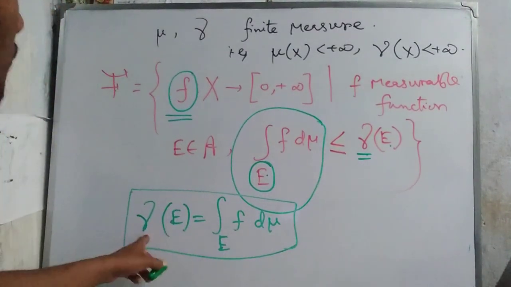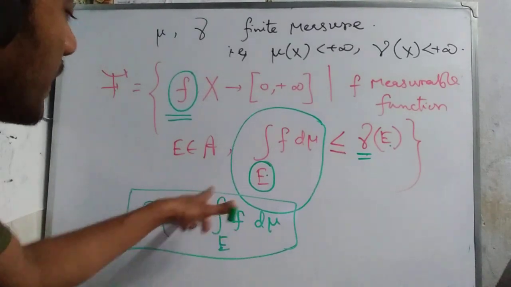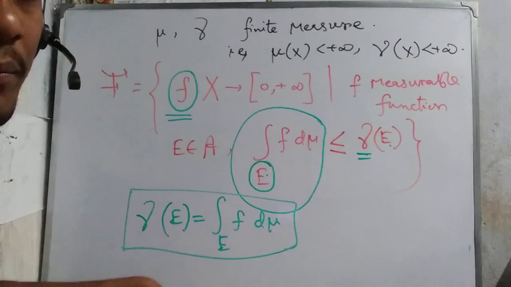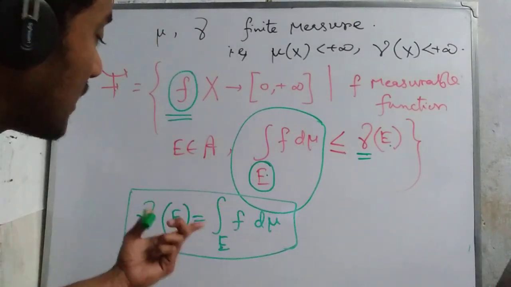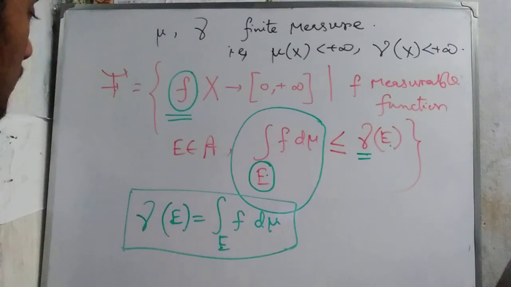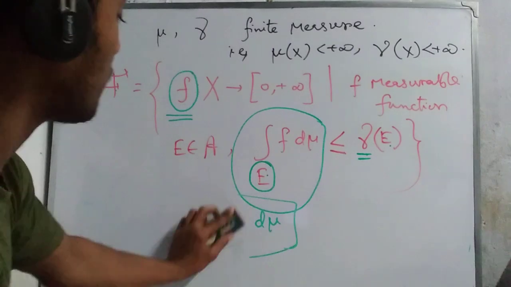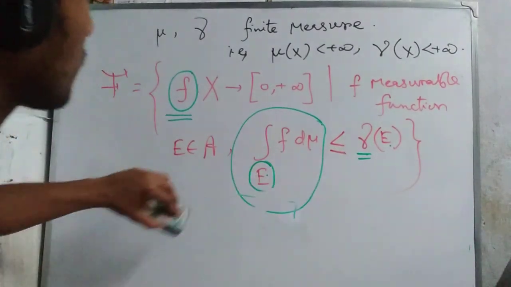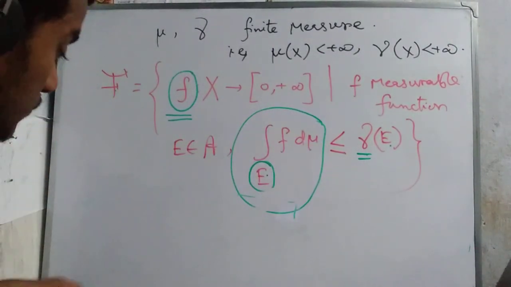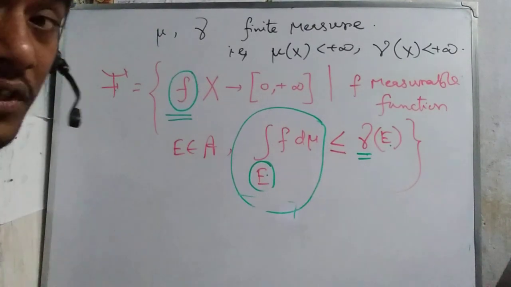That means the measure of this set is equal to the integral of f with respect to another measure, over E. So this is the conclusion part, and this is what we have to prove for this theorem. Then we take this one. Okay, so how do we proceed further?